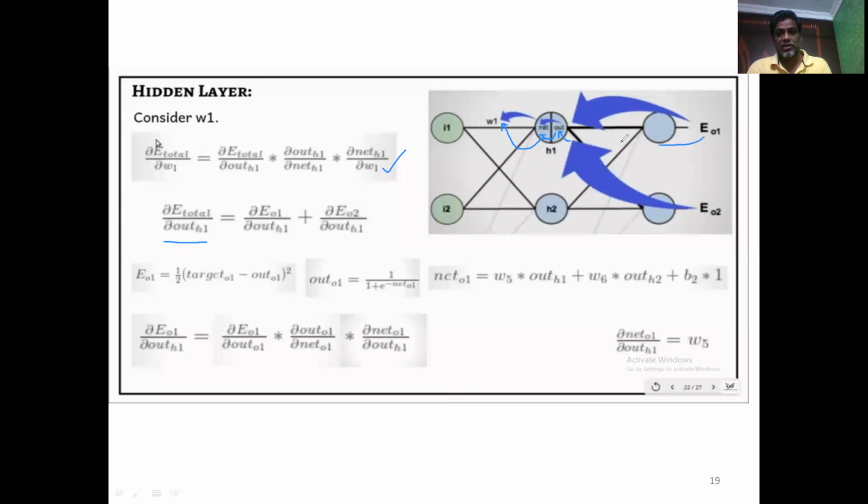Okay, so you can see this. Let me clear everything here so that you will understand how this formula came. Because this formula is with respect to error term O1, you will start over here, EO1 with respect to out O1, the first one, ∂EO1/∂outO1, and then ∂outO1 to ∂netO1, the second term, and then ∂netO1 to ∂outH1. Okay, from here to ∂outH1, the corresponding output of this.